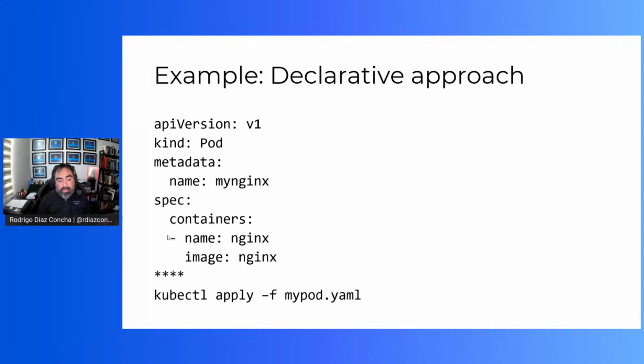Metadata is the group of all the metadata elements that you want to specify for this particular object. And finally, spec is the place where you specify the traits of that particular pod. In this case, it's just specifying that the name will be nginx, and it's based on the nginx image.